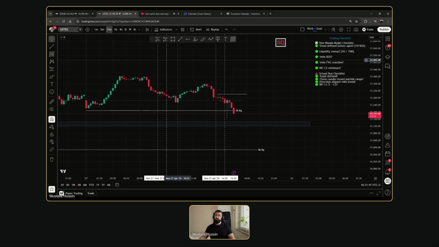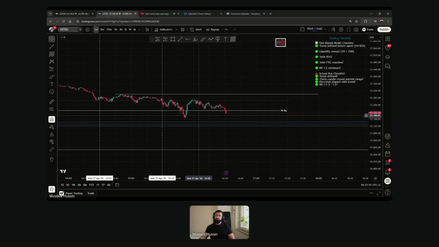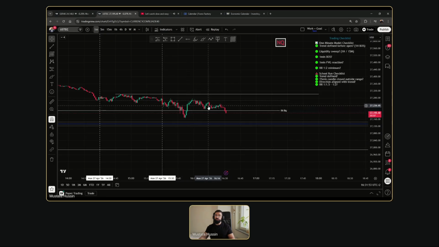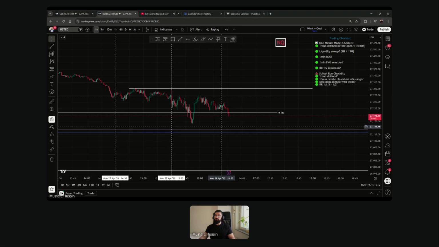See, Nasdaq is continuing to the downside. Yeah, there was a fair value gap right here, but it reacted to the upside, but still not a strong enough move.